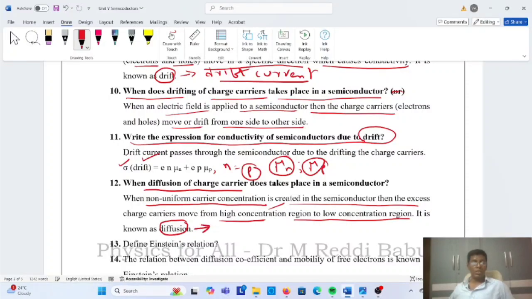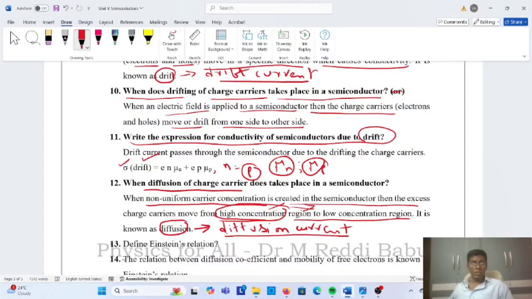Because of diffusion of charge carriers, what will we observe? Diffusion current. Earlier, what did I tell you? I told you about drift current. When does drift current occur? Whenever an electric field is applied to the p-type or n-type semiconductor, then drift current occurs. Now coming to the diffusion process, whenever an unequal number of electrons and holes are present, what happens? More charge carriers move towards the region with fewer carriers, from high concentration to low concentration. That movement is called the diffusion process. The diffusion process gives diffusion current.